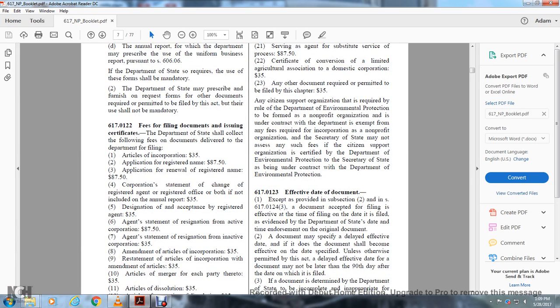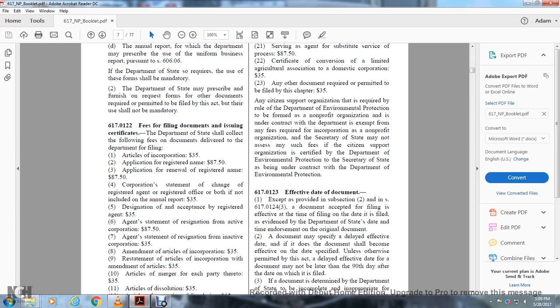Fees for filing documents and issuing certificates. The Department of State shall collect the following fees when documents are delivered to the Department for filing: Articles of incorporation, $35. Articles of registered name, $87.50. Application for renewal of registered name, $87.50. Corporation statement of change of registered agent, registered office, or both, $35, unless included with an annual report. Designation or acceptance of registered agent, $35. Agent statement of resignation from active corporation, $87.50. Agent statement of resignation from inactive corporation, $35.